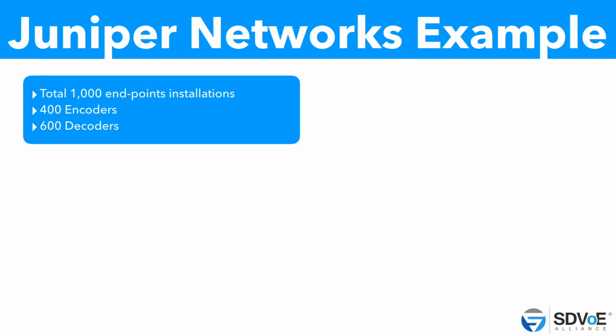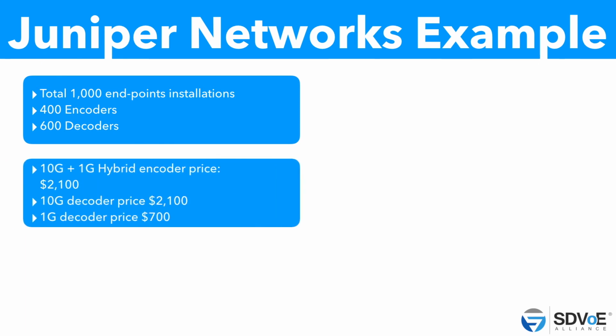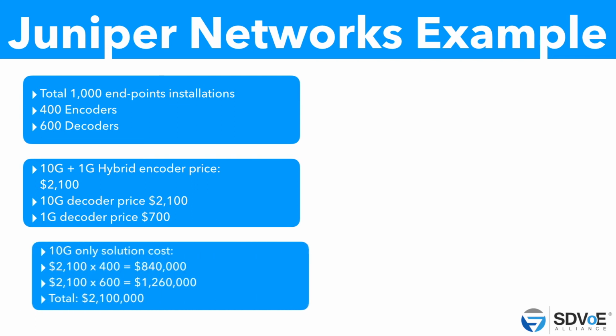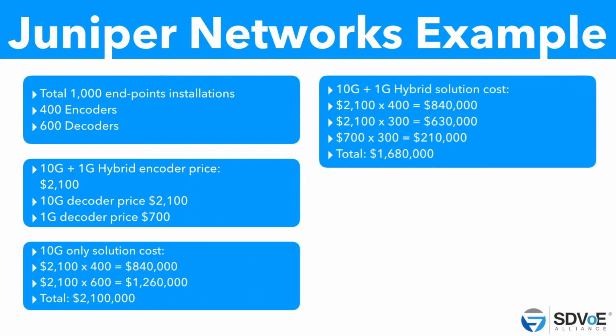The actual deployment for this project was based on 1G, because this project was done in 2014, when SDVoE was just introduced, so they didn't know about the 10G solution. But I'm just giving you an example of how much you can save by utilizing the hybrid system. For our 1G plus 10G hybrid encoder, I just picked a retail price of $2,100, and the 10G decoder price is $2,100. And for the 1G decoder, our price is a third of the 10G decoder, so I use $700.